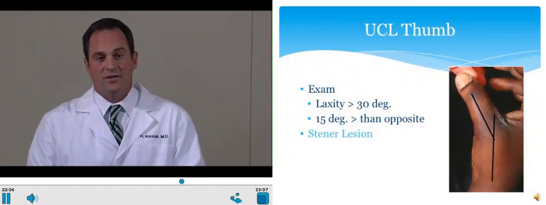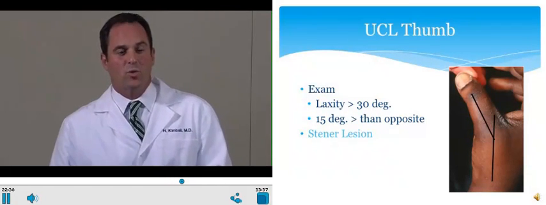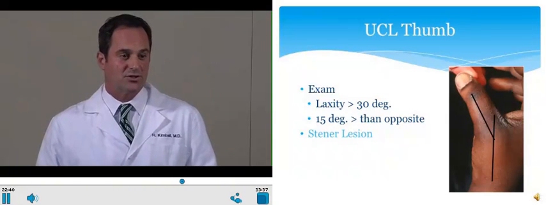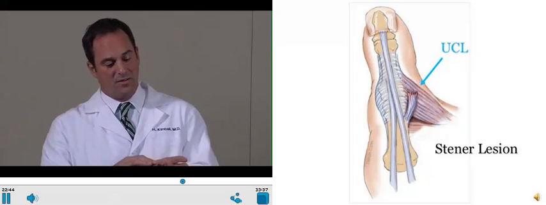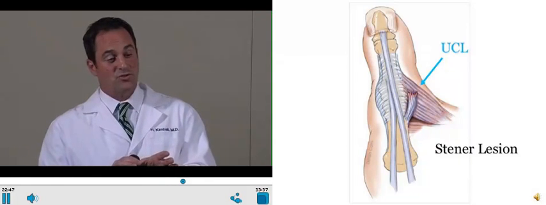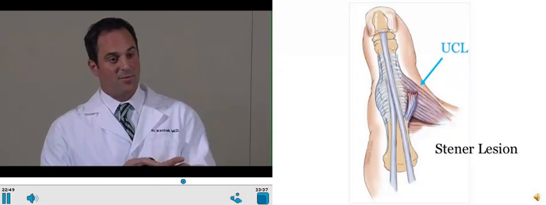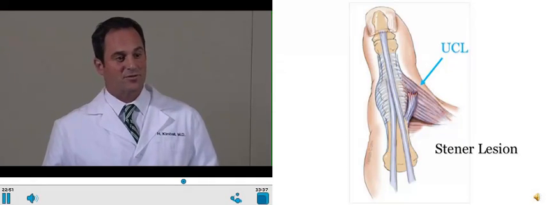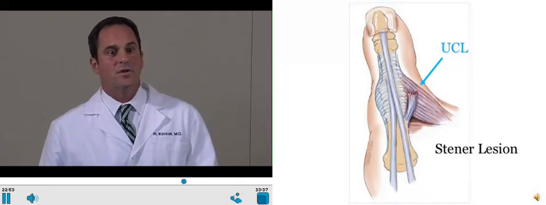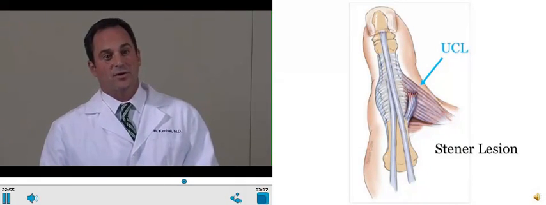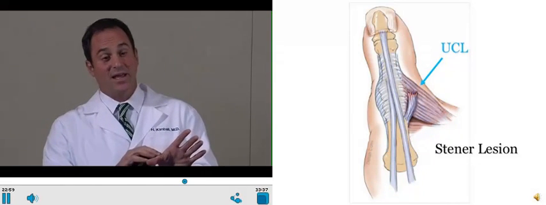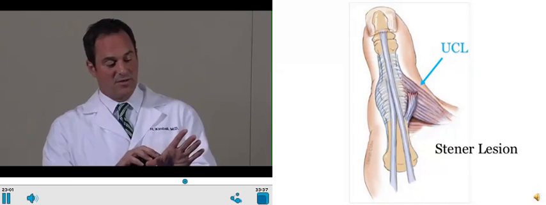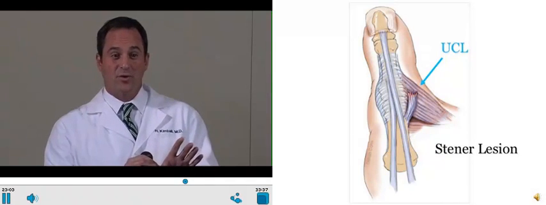Now with this type of ligament injury, there's one variation called a Stener lesion. That Stener lesion involves the over-abduction of the thumb, so much so that the ligament pops out and goes under the adductor aponeurosis. This adductor retinaculum winds up getting in place of where the ligament normally would attach back down to the bone.